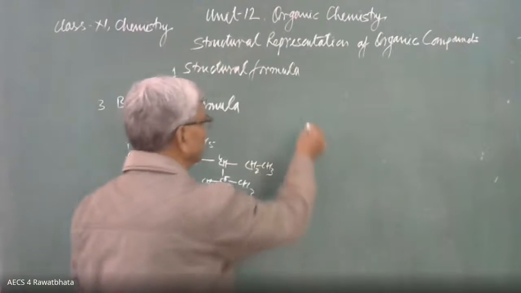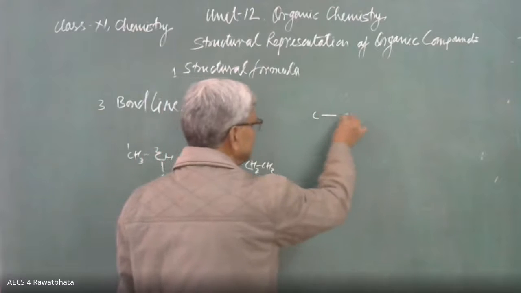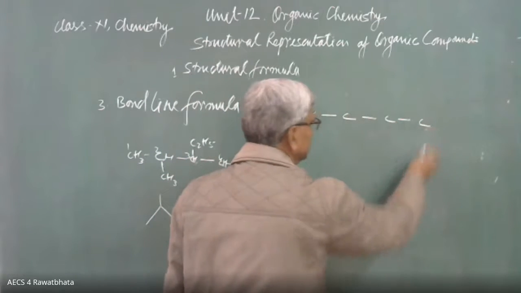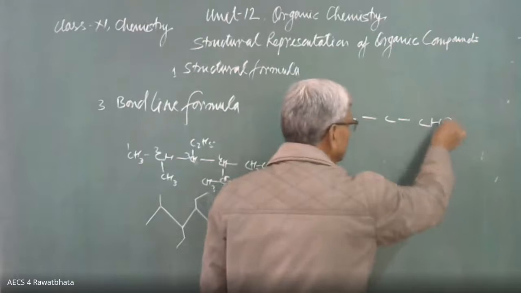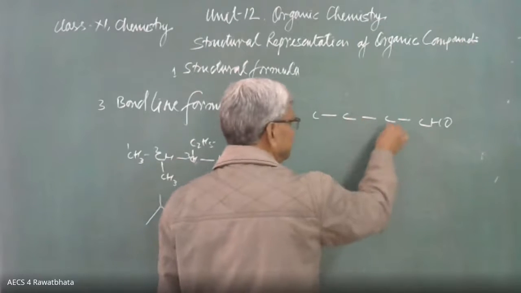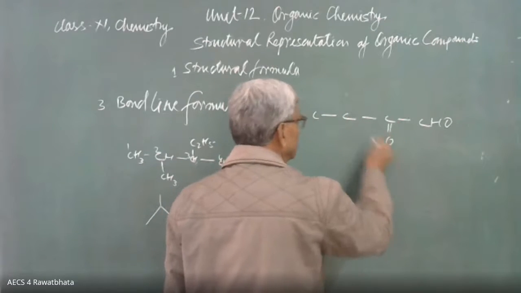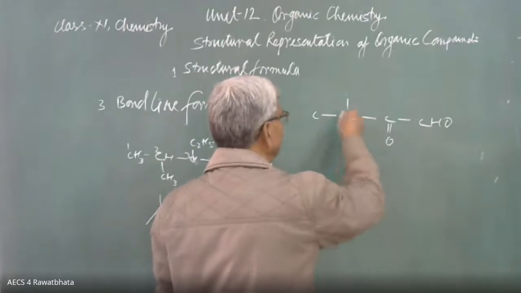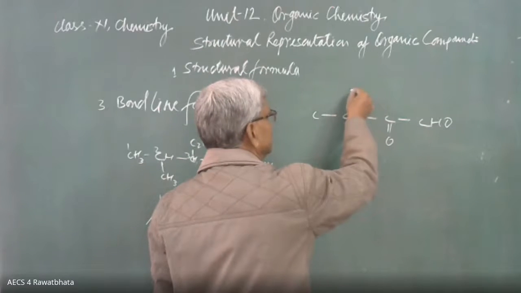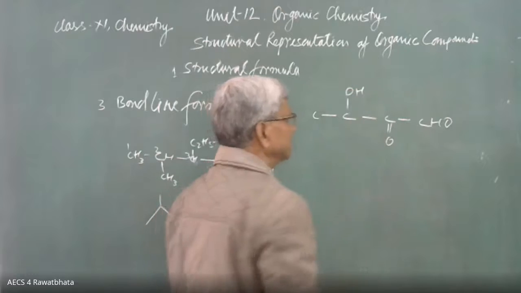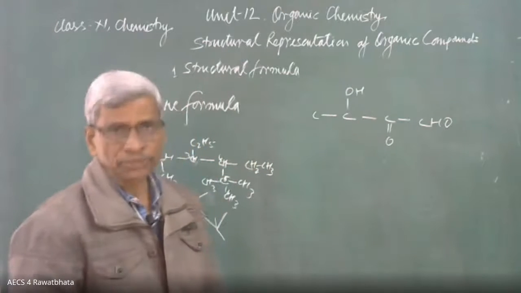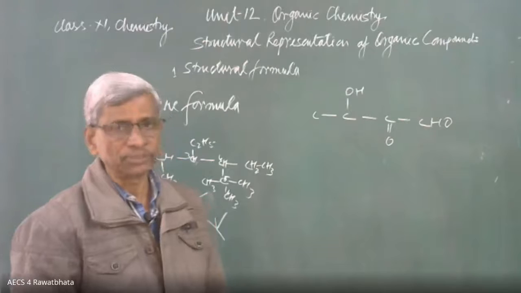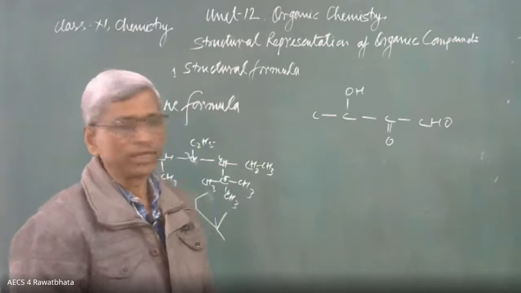Okay. One more example. Here are carbon atoms. Here is CHO. Here is a CO, and here is one functional group OH, suppose. This is the structural formula. We can also say it is one of the structural formulas. What is the bond line formula of this compound?